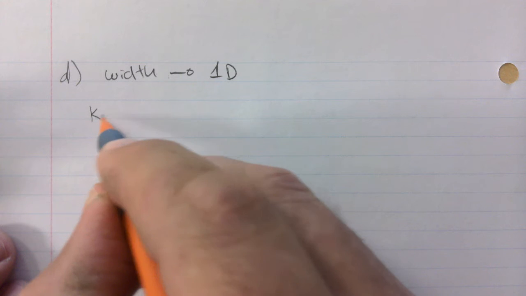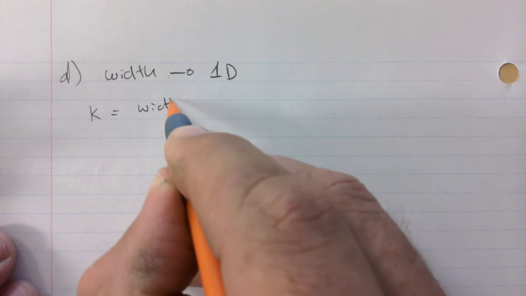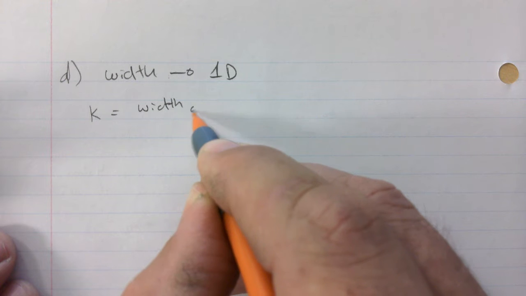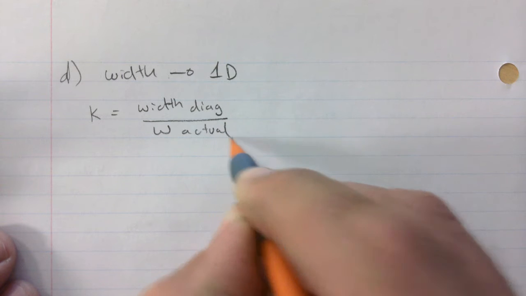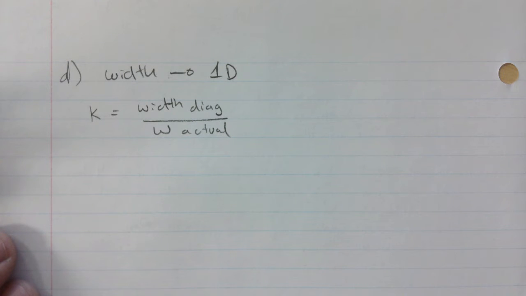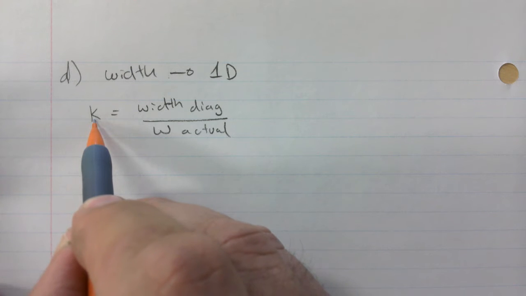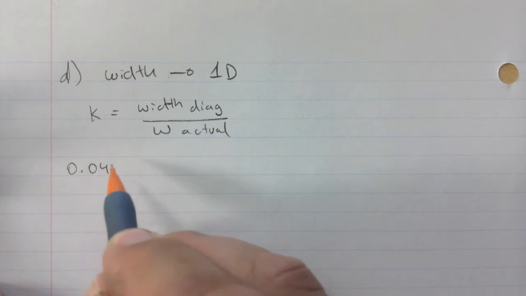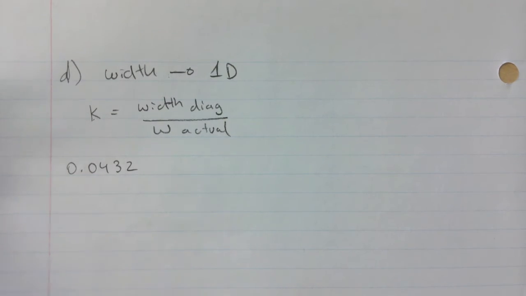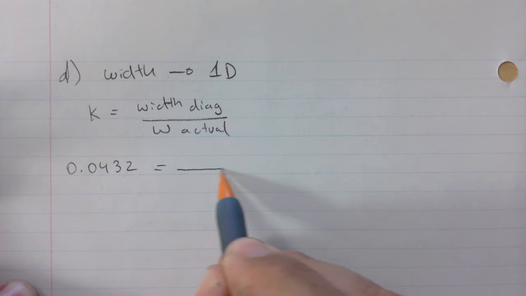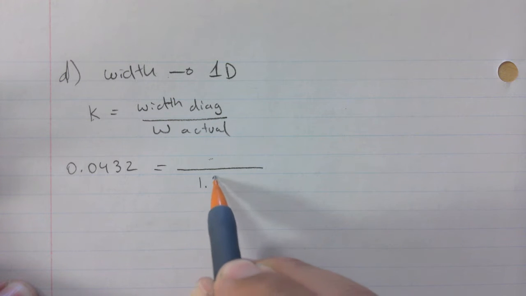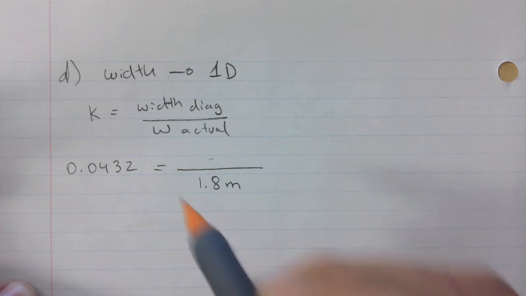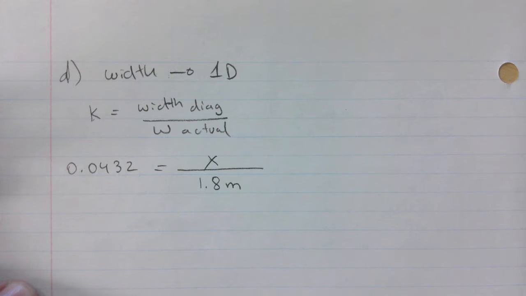So I will use this. K is the width of diagram over width of actual. That's how I'm going to relate that. That's the one I'm going to use. I know what K is, which is 0.0432. Is it really that? Let me check. There, yeah, it is. We're good. I don't know what the width of the diagram is, but I do know what the actual width is, which is 1.8 meters. So I'm just going to put an X there for my unknown.